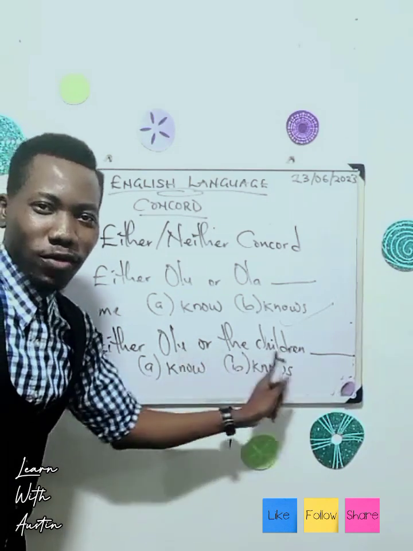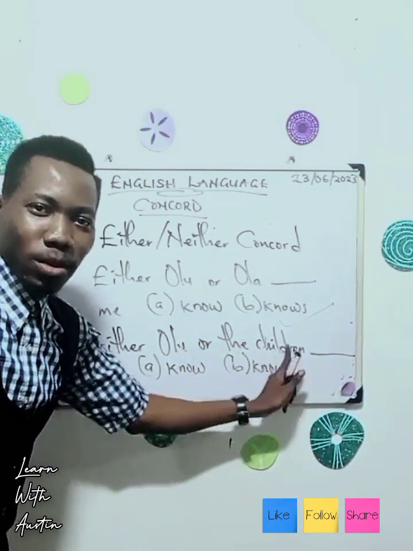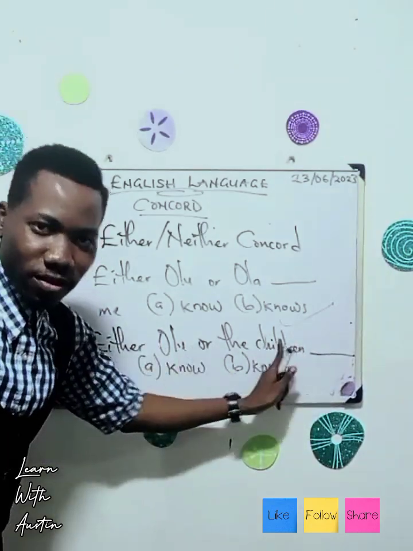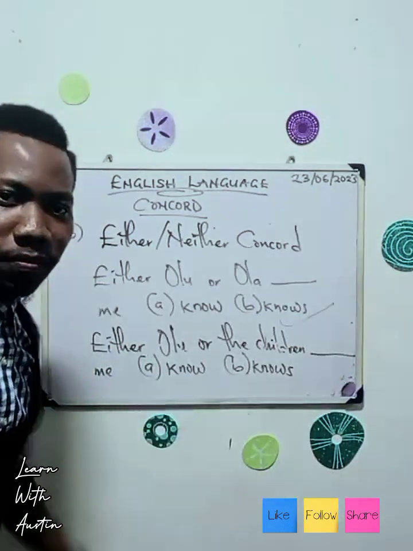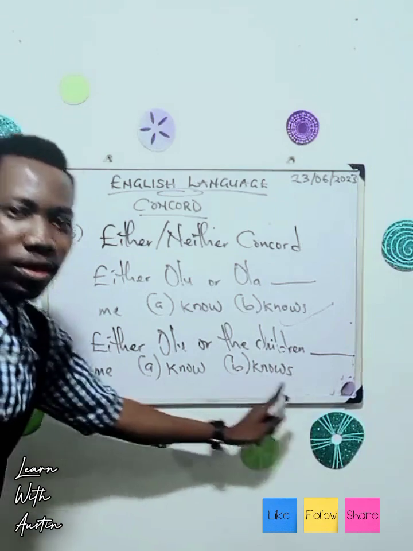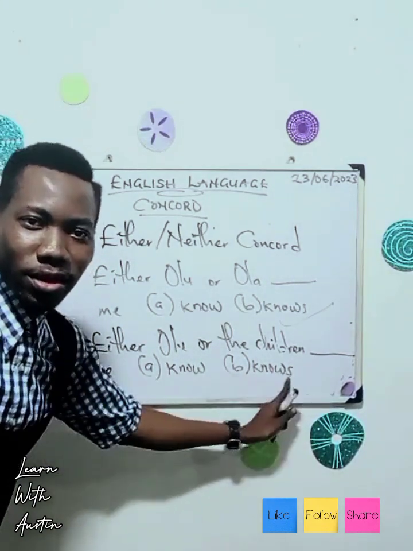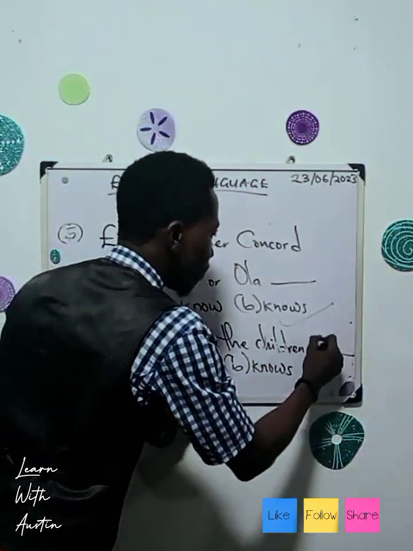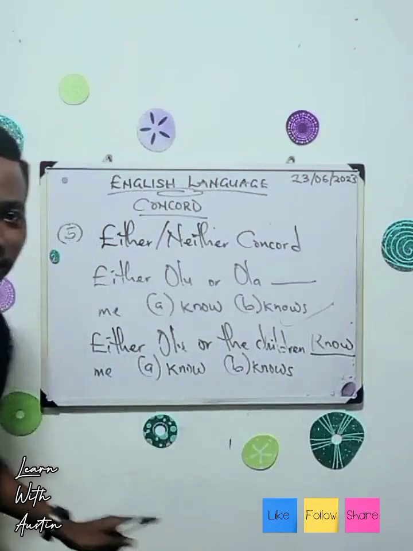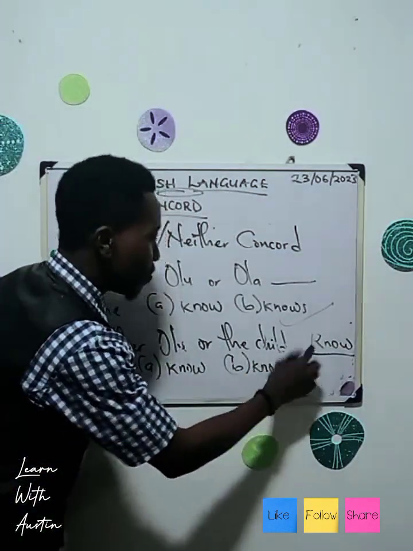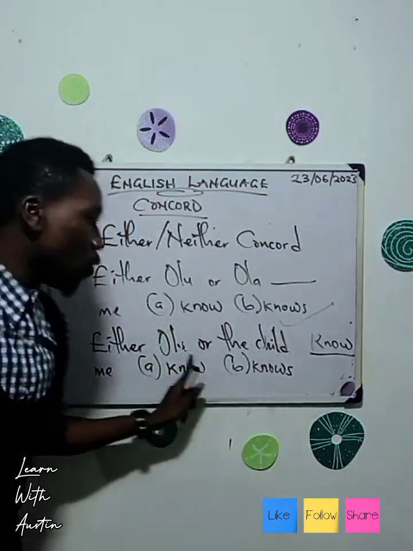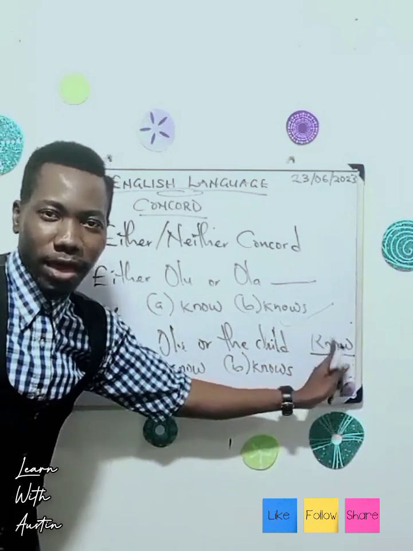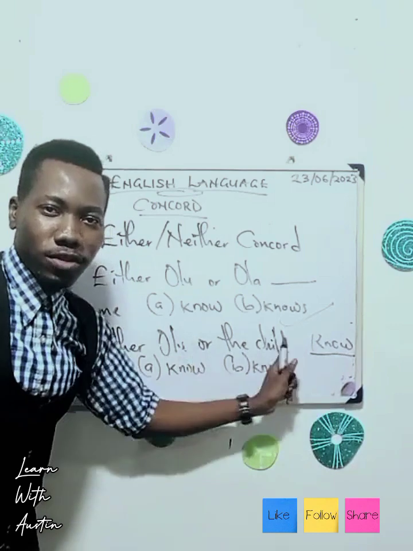So you are confused. You don't know, am I going to take this one? Am I going to take this one? The one you want to take is the one that is closer to the verb, all right? It is the children, that's plural. So your verb will be plural. So either Olu or the children dash me. Which of these is the plural? It is A. Either Olu or the children know me. That's your answer. But if this were to be the child, either Olu or the child, the answer is "knows." Why? This is singular, so our verb will be singular. Either Olu or the child knows me.